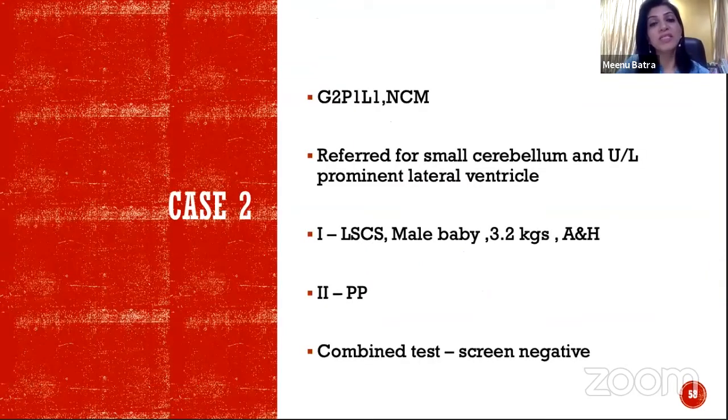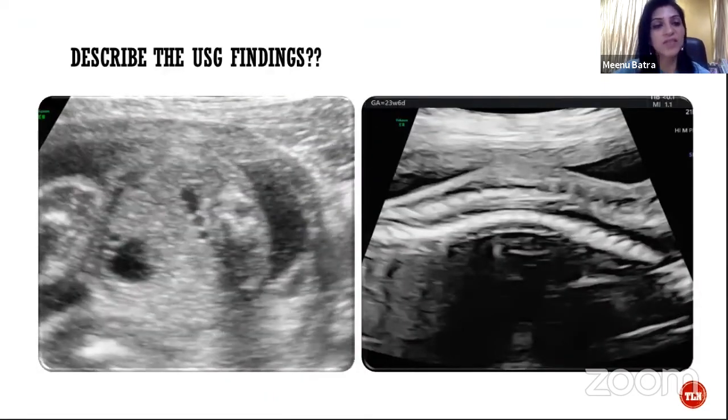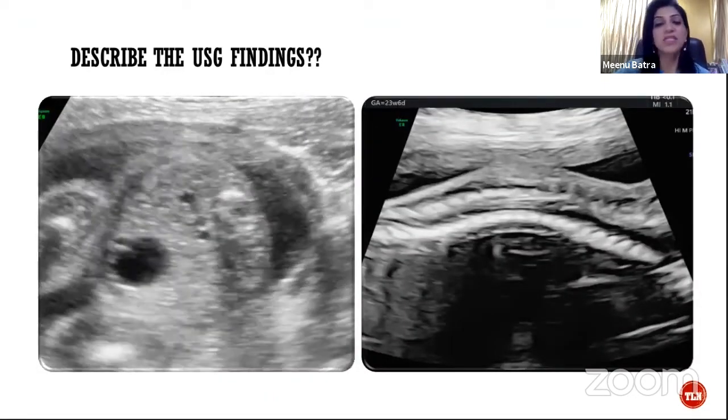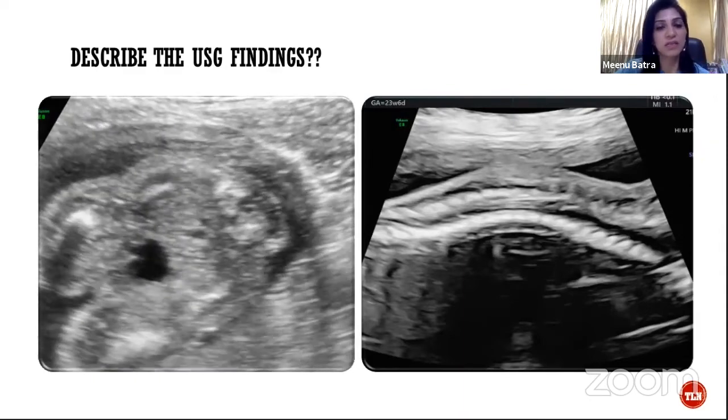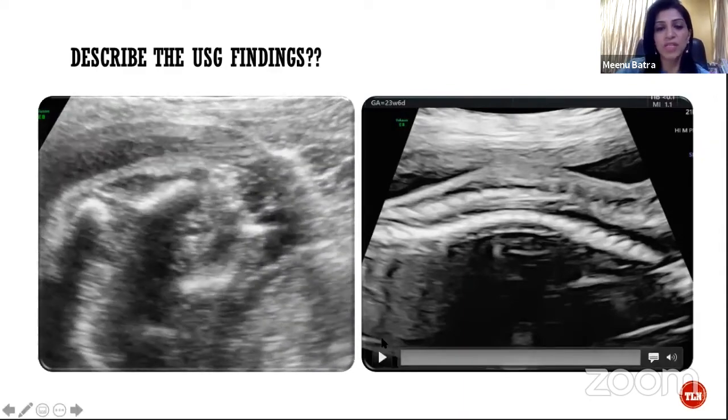Coming to the next case, this was a second gravida who was referred to us for small cerebellum and unilateral prominent lateral ventricles. This was a second pregnancy and the combined test was negative. Praveen sir, can you please describe the ultrasound findings that have been shown in these clips?